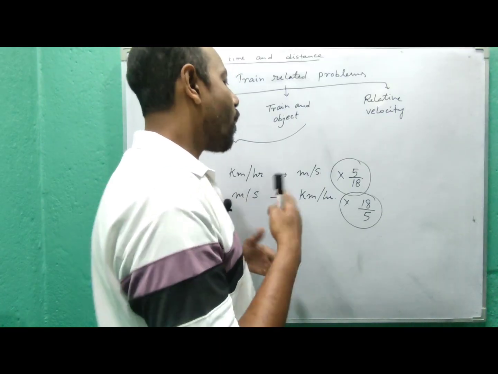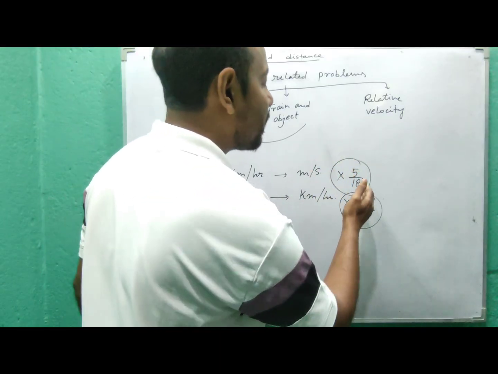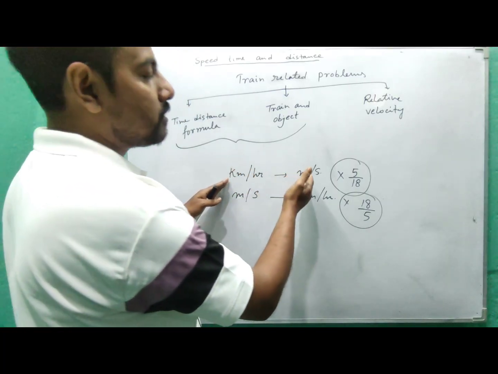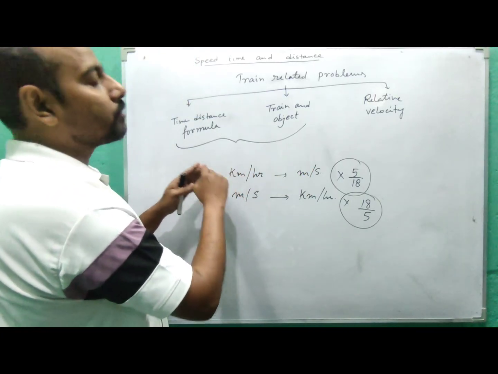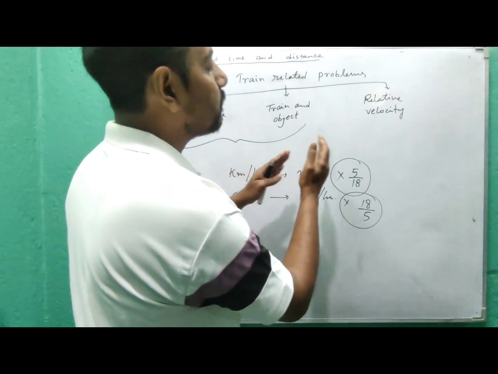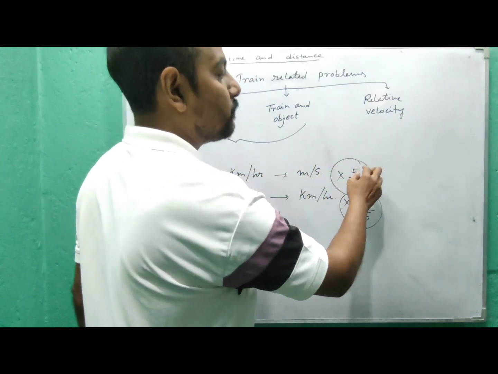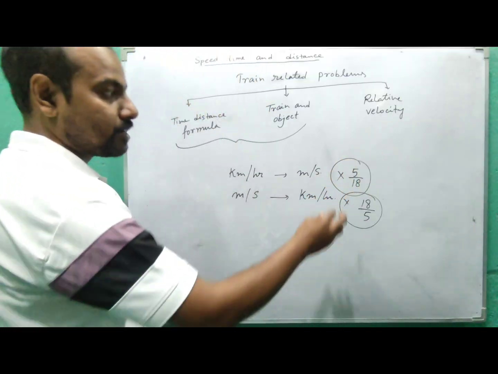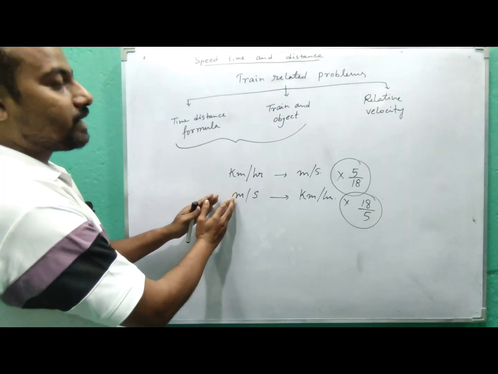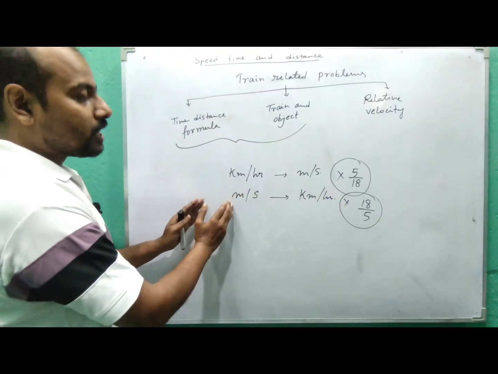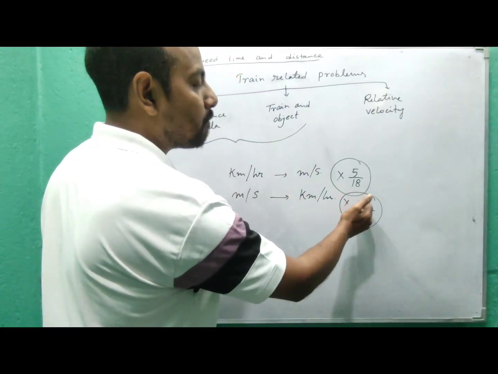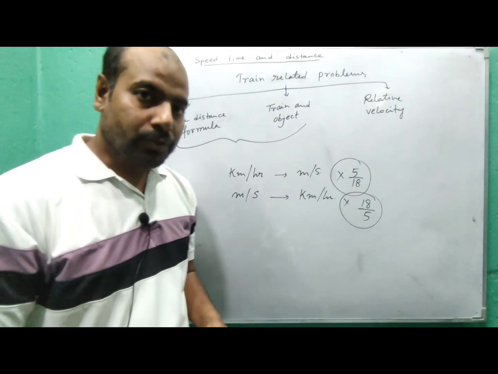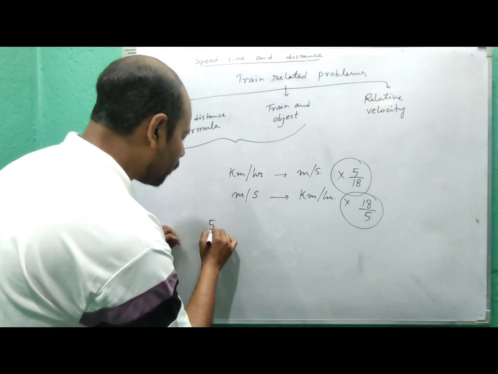People get a lot confused by this 5 by 18 or 18 by 5. See, kilometer is a bigger unit than meter. So when you convert kilometer per hour to meter per second, multiply by 5 by 18, which is a smaller fraction than 18 by 5. The smaller number will be in the numerator, 5 by 18. And meter per second to kilometer per hour means smaller unit to bigger unit, so the bigger number will be in the numerator, 18 by 5. Simple to remember, right?